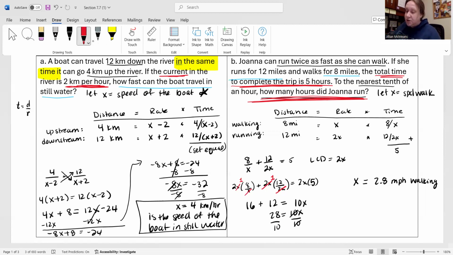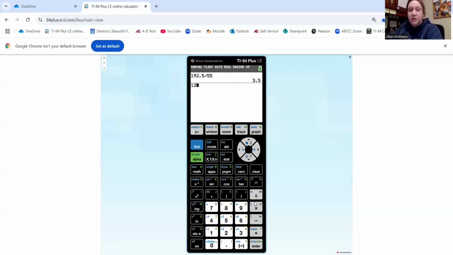So notice here, let's circle it in green. We have the time spent running is 12 divided by 2x. So if we take that little piece, the 12 divided by 2x, that gives us the time that Joanna spent running, and we know that x is now 2.8. So we have 12 divided by 2 times 2.8, which is, let's go to the calculator. So we have 12 divided by 2 times x, but remember x was 2.8. Hit enter. And we're going to round to the nearest tenth, I believe it said. So this would round to 2.1.